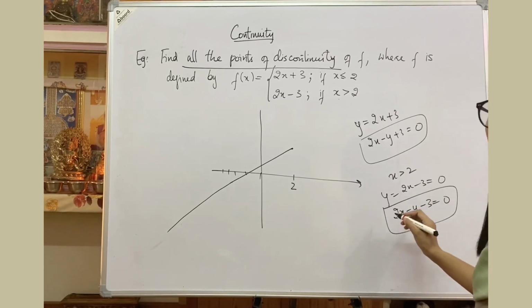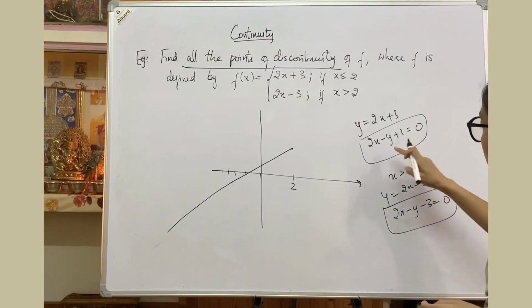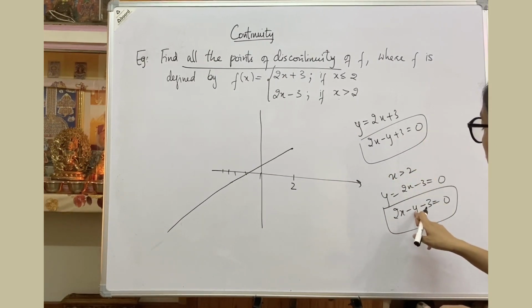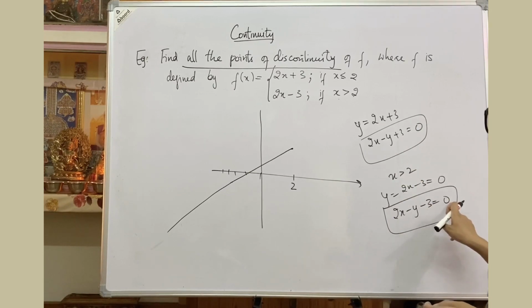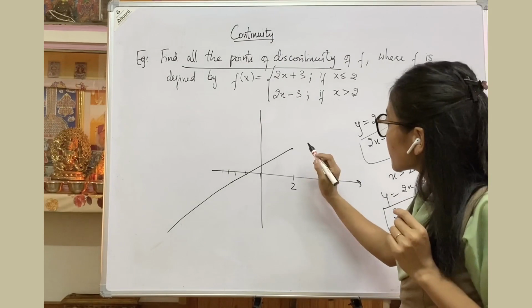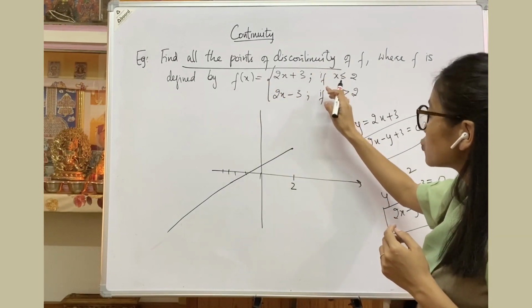Again, this is a linear equation in two variables which represents a line. Okay, but these two are different. This is 2x minus y plus 3 equals 0, and here it is 2x minus y minus 3 equals 0. So the graph will be slightly different.